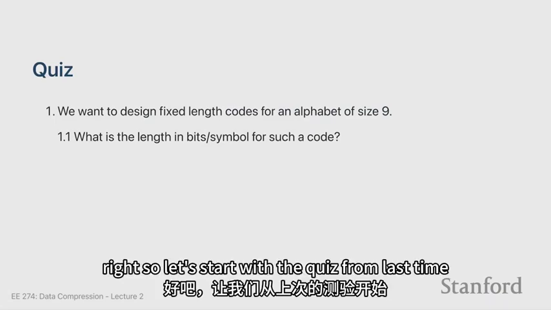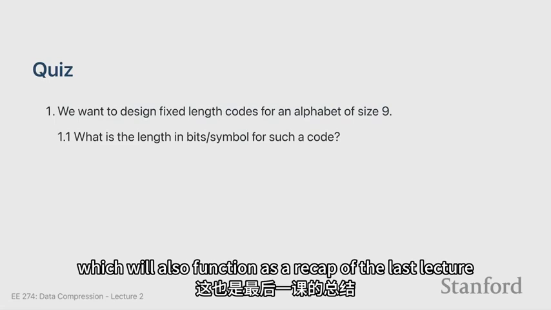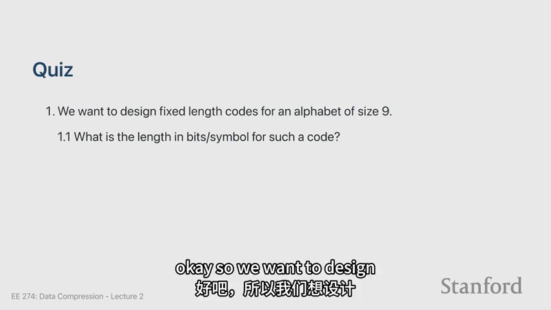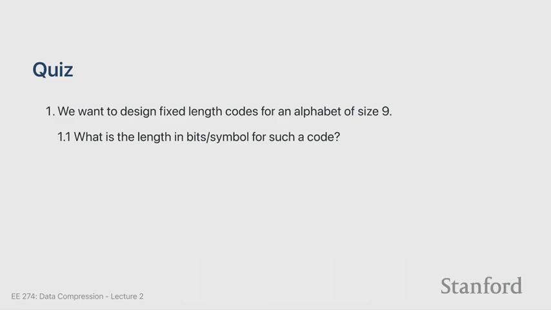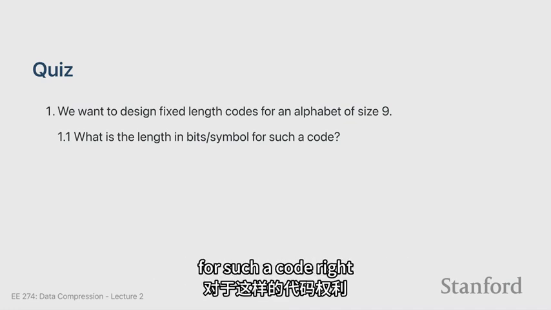Right, so let's start with the quiz from last time, which will also function as a recap of the last lecture. Okay, so we want to design fixed length codes for an alphabet of size 9. And the first question was, what is the length in bits per symbol for such a code?